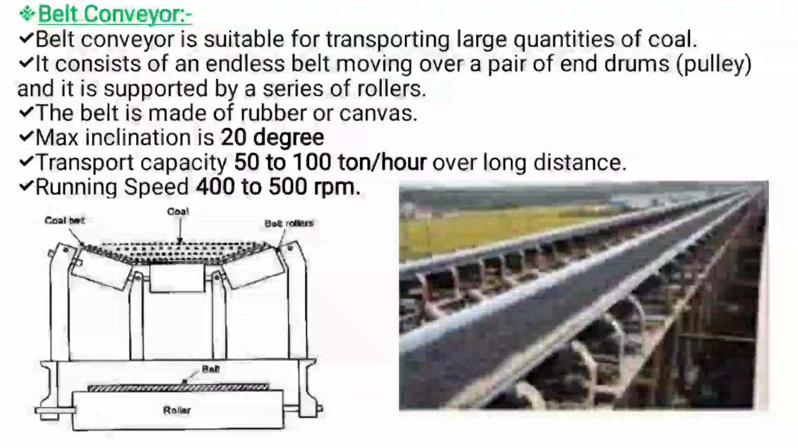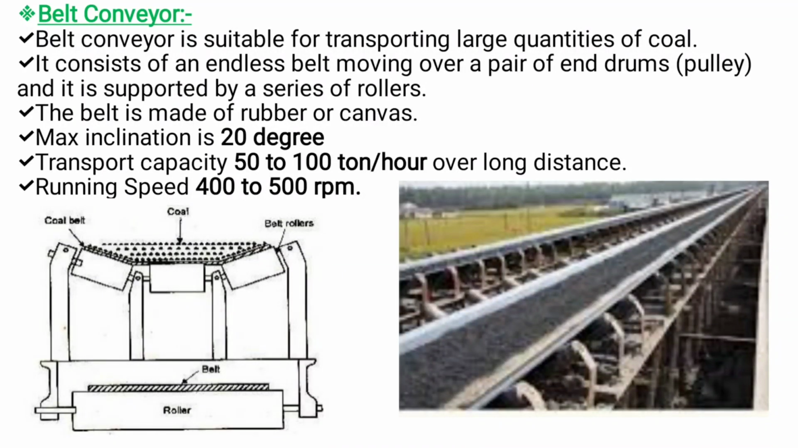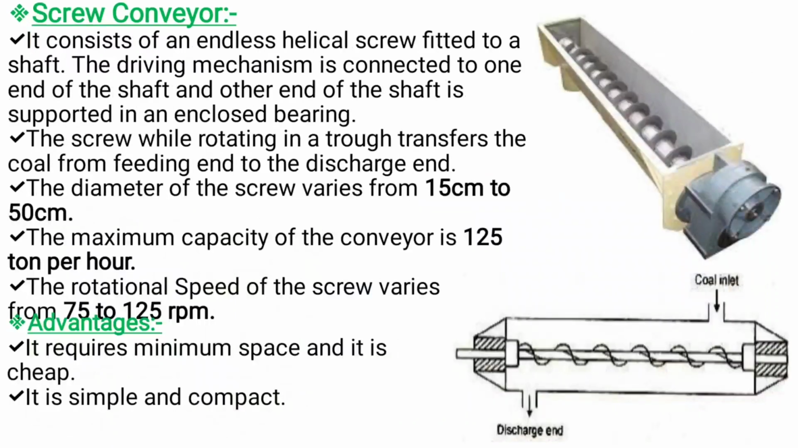Belt conveyor. A belt conveyor is suitable for transporting large quantities of coal. The belt is made of rubber or canvas. Maximum inclination is 20 degrees. The running speed of the belt conveyor is 400 to 500 rpm.